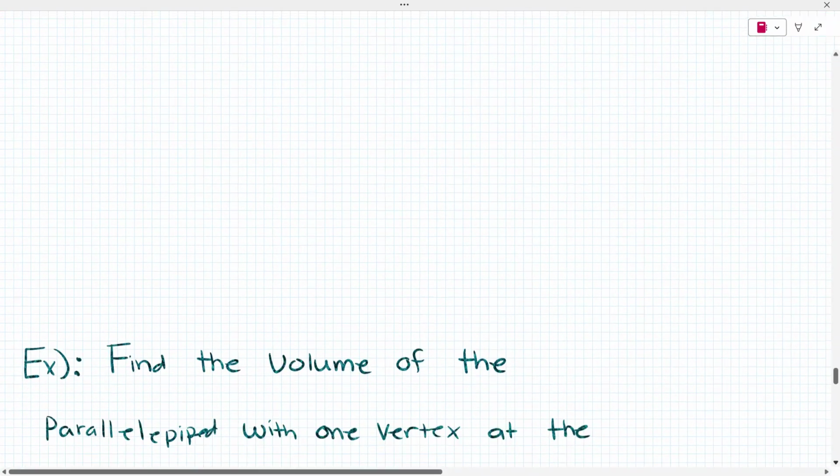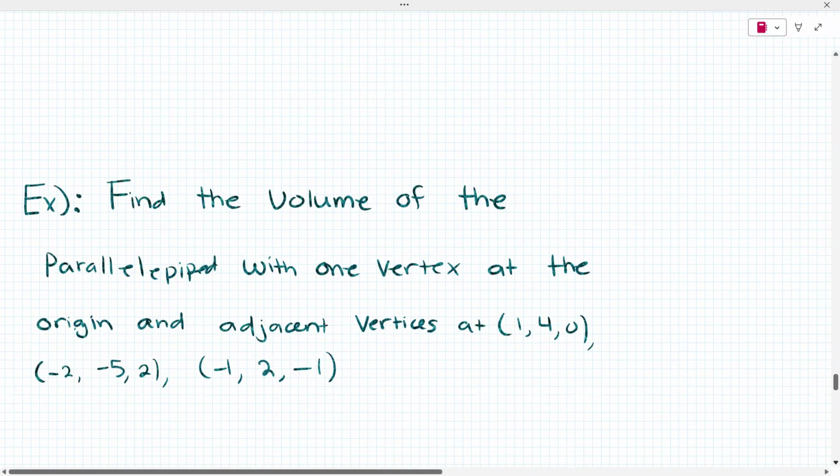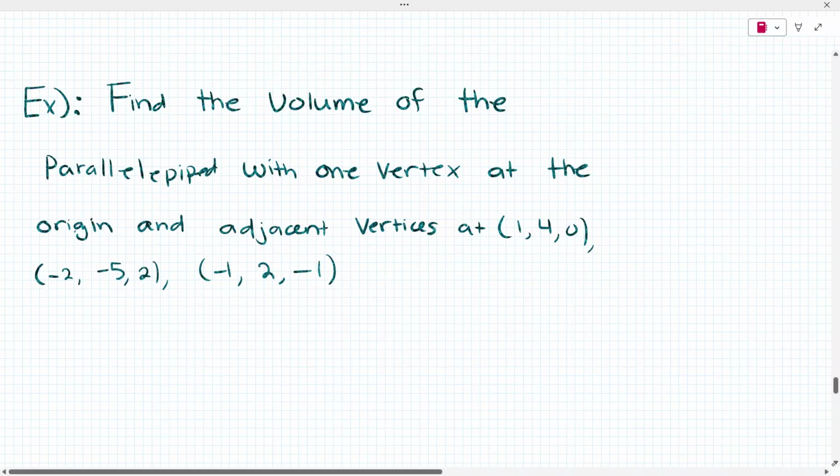This is another example of finding the volume of a parallelepiped. So this time we have it in 3D form, so we have X, Y, and Z vertices. Find the volume of the parallelepiped with one vertex at the origin, 0, 0, 0. Good, so we don't have to manipulate it.